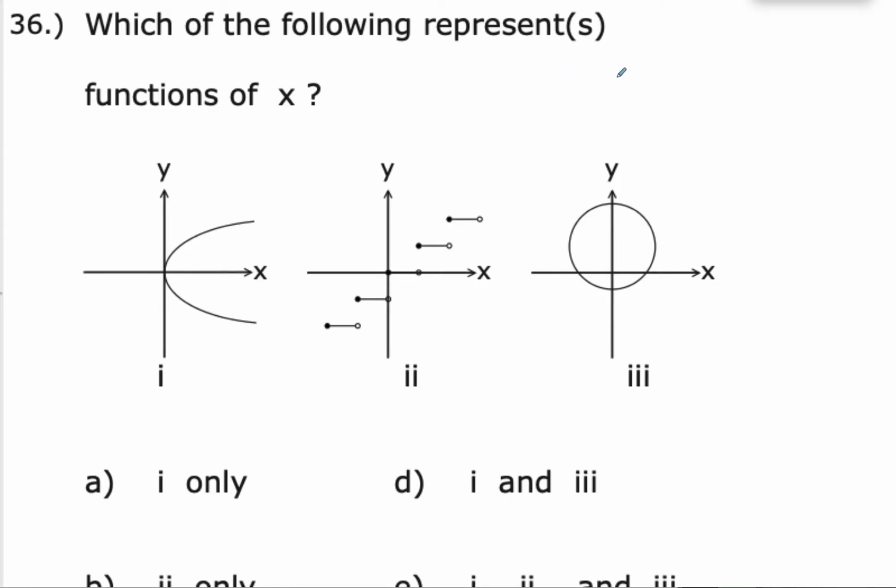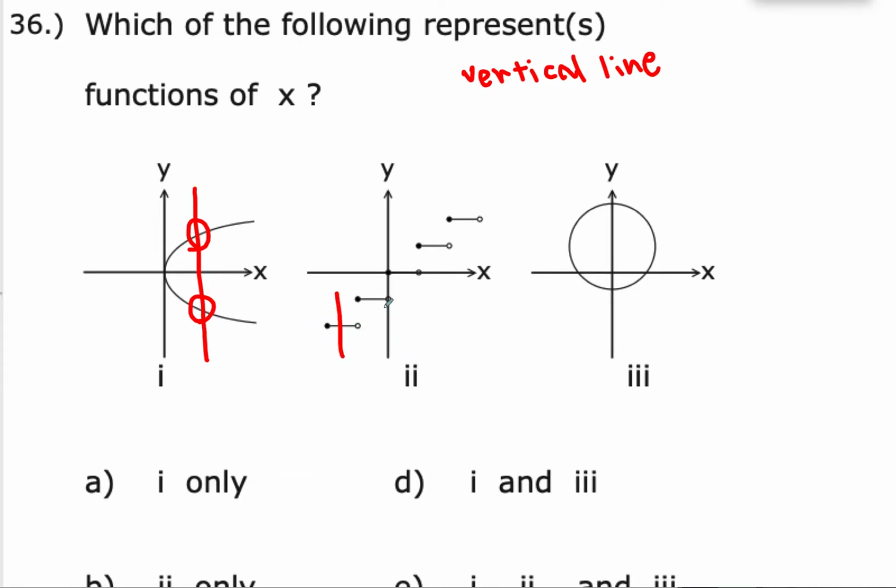Another simple way for you to check if anything is a function or not is the vertical line test. Meaning when you draw a vertical line, the intersection of the vertical line with the graph only has to be 1, not more than 1. For example, choice 1 here, you see 2 intersections, so this cannot be a function.